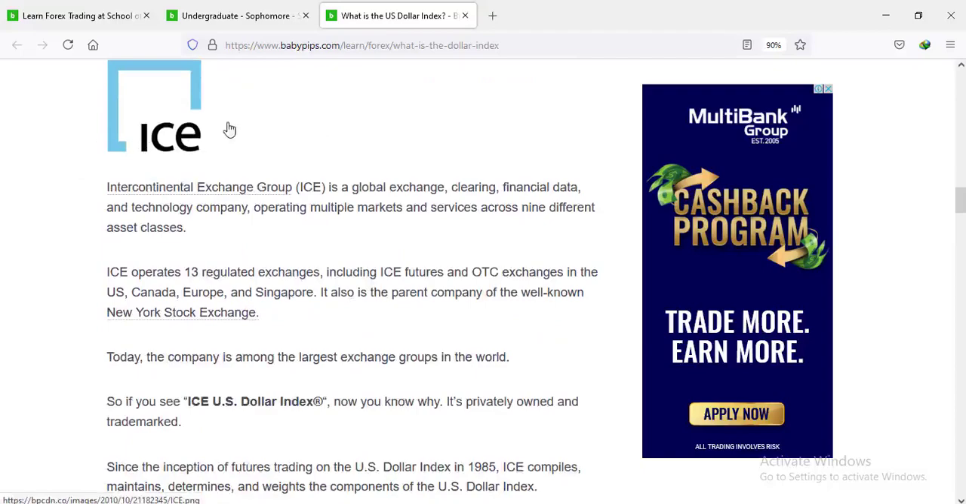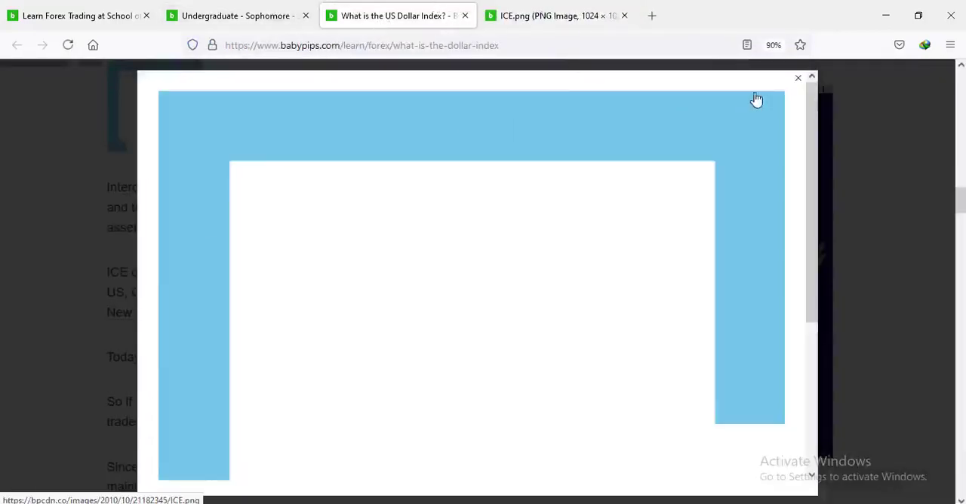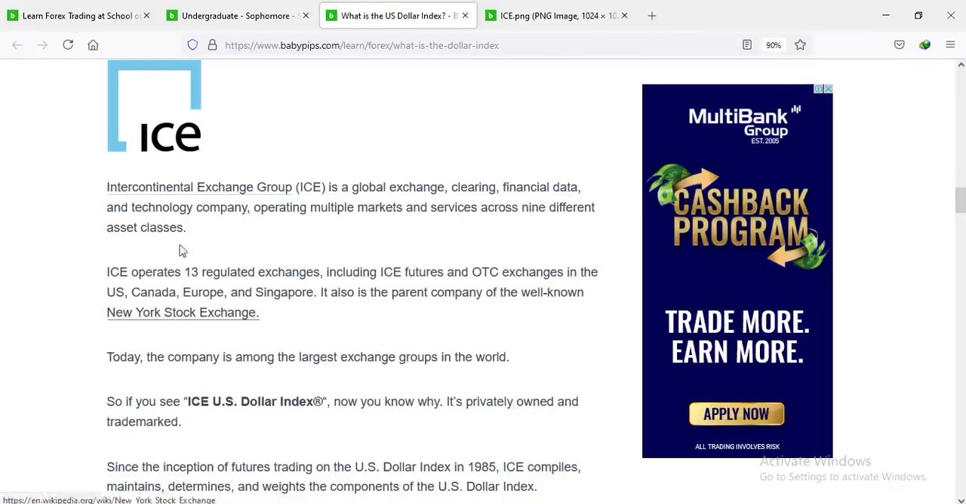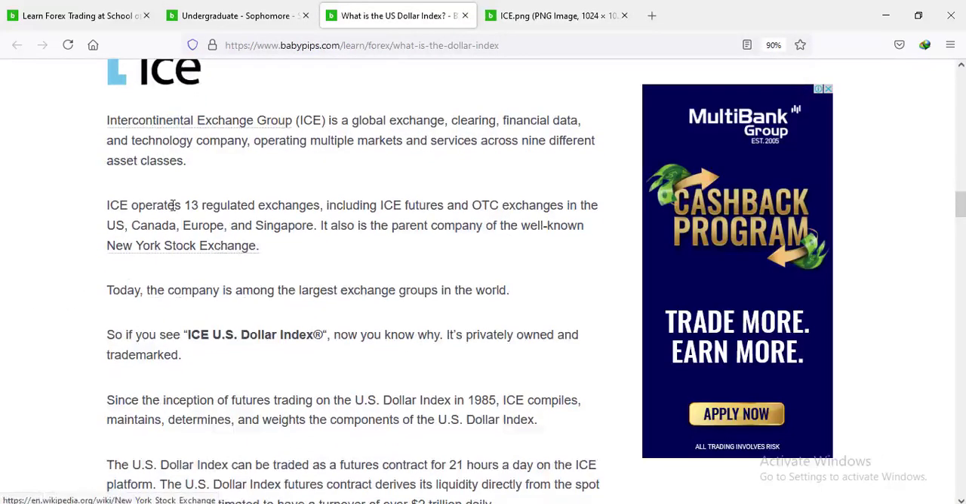So this is like a big brother. Oh my goodness, it's like a big brother to the US dollar index. Okay, so now the ICE operates 13 regulated exchanges, including the ICE futures and over the counter exchanges in the US, Canada, Europe, and Singapore. It also is a parent company of the well-known New York Stock Exchange.